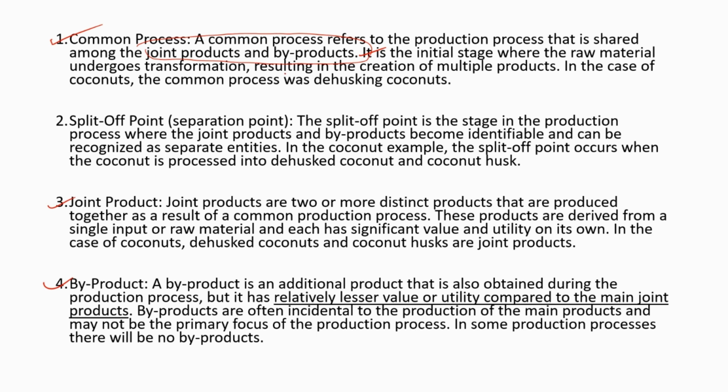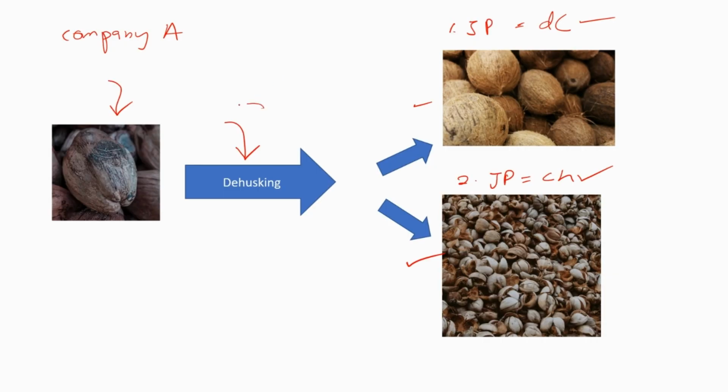In the case of coconuts, the common process was dehusking coconuts. Let's go back to the example. So this is the common process that Company A uses to produce its products. This common production process will produce joint product 1 and joint product 2.